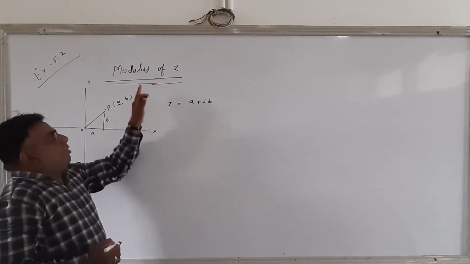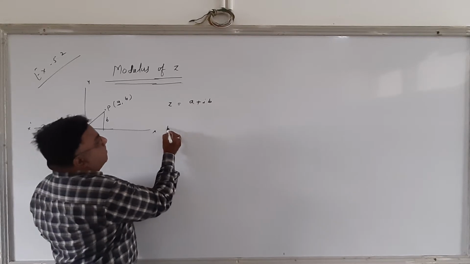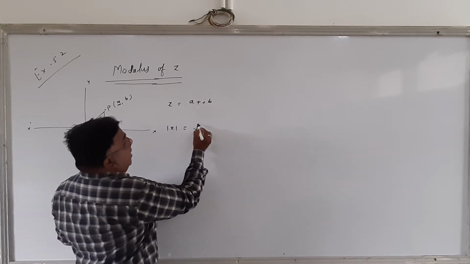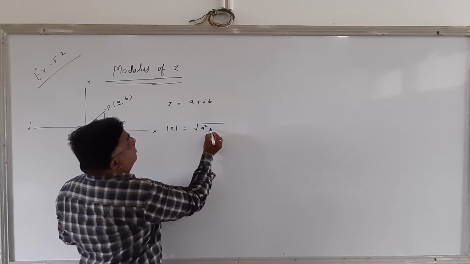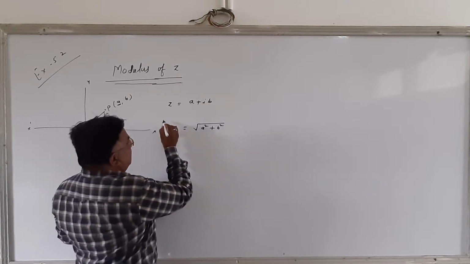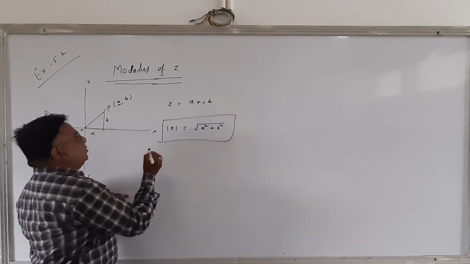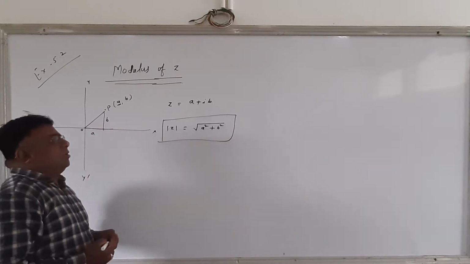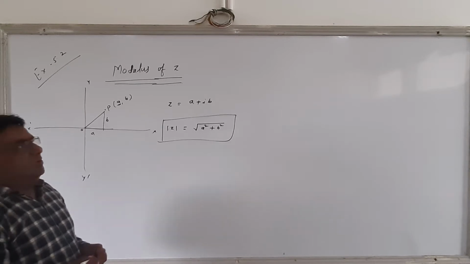Now the modulus of the complex number z is denoted by mod z, and this is the identity of modulus of z: under root a square plus b square. The proof is by applying the Pythagoras theorem, right? So what is the modulus of z? Under root a square plus b square.